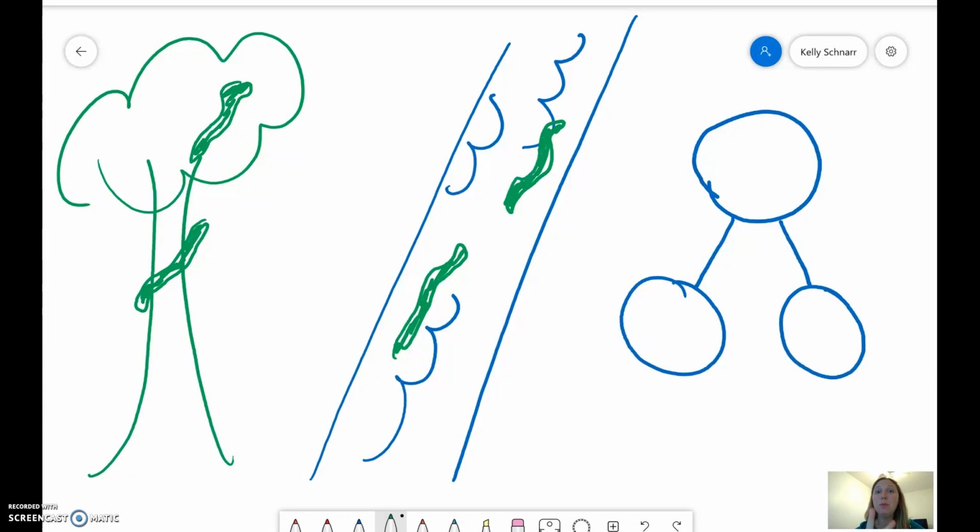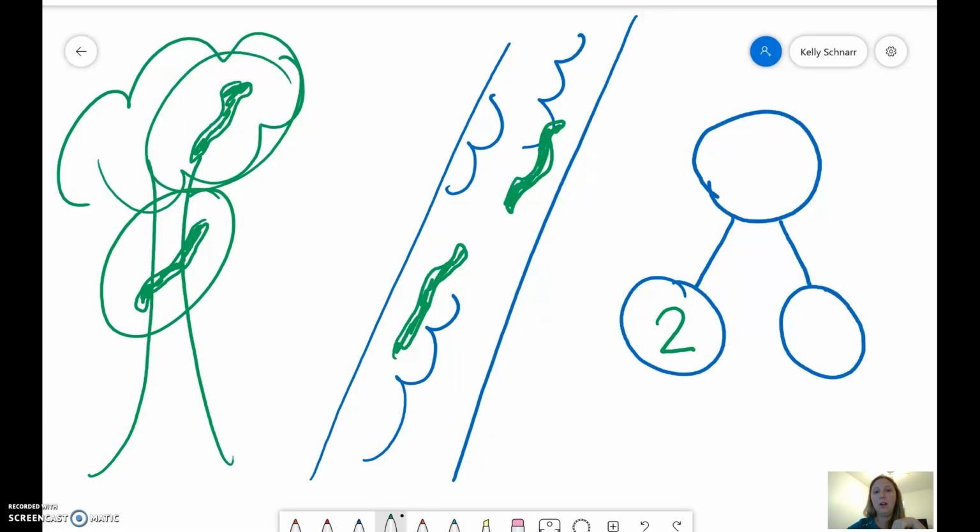Well, I know I have 2 parts here. I have snakes that are in a tree and snakes that are in a river. So my 2 parts, 1 would be the snakes in the tree. 1 snake in the tree, 2 snakes in the tree. So I'm going to put a 2 here in one of my parts. And then I have these snakes that are in the river. There's 2 snakes in the river. So I'm going to put 2 in the other part as well.